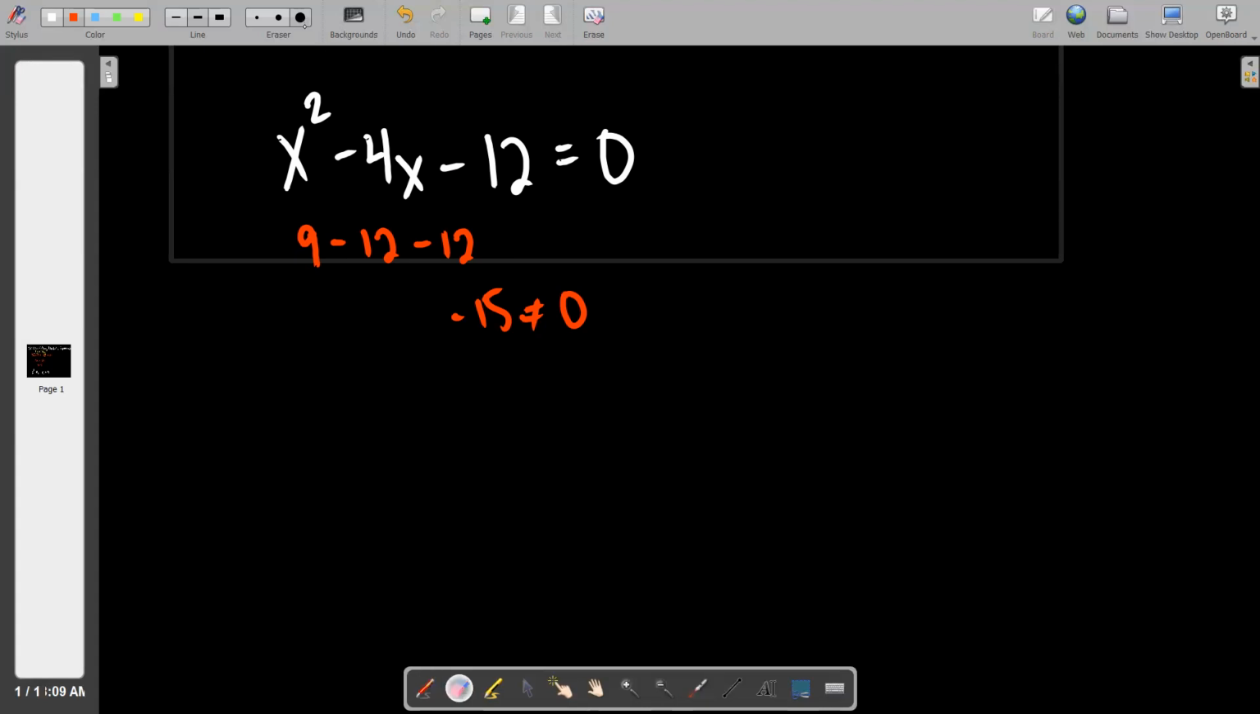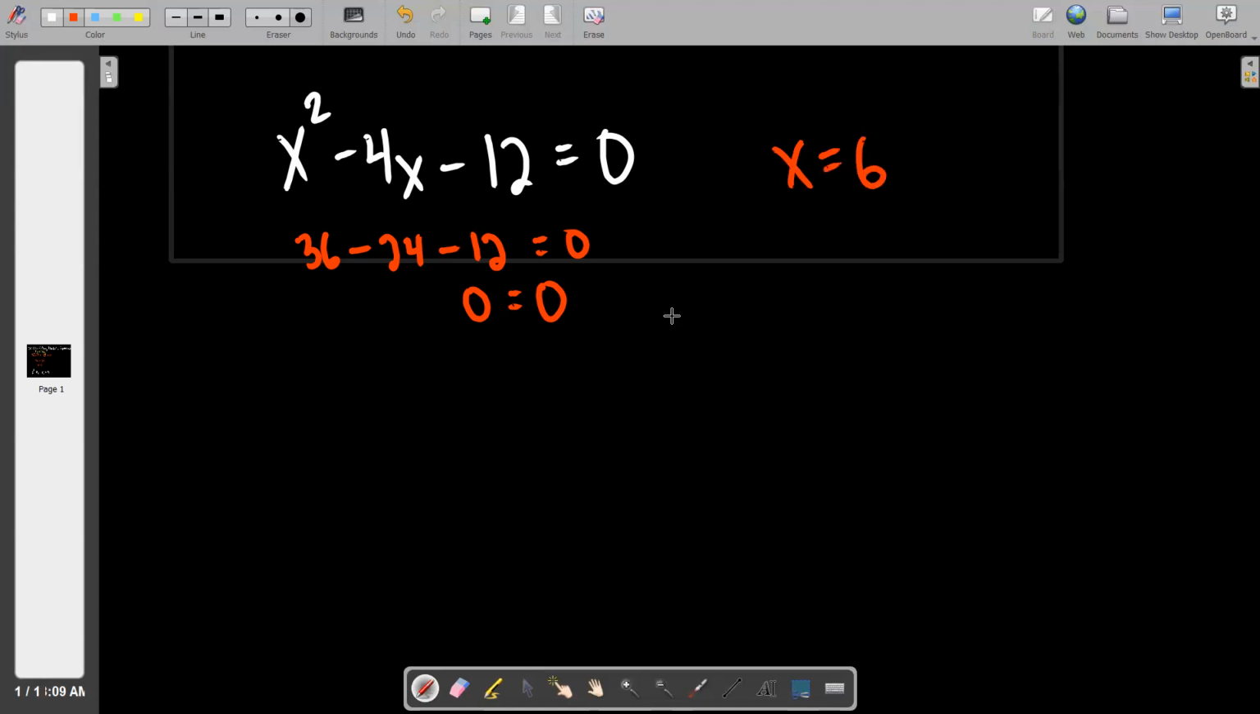Bryce thinks that 6 might work. So if I put 6 here, I get 36. Nice job. Minus 4 times 6 is 24. 36 minus 24 is 12. Minus 12 is 0. Now, the thing about this, nice job, by the way, is that if you said that X equals 6, you wouldn't get the $50 Amazon card because there's more than one solution.